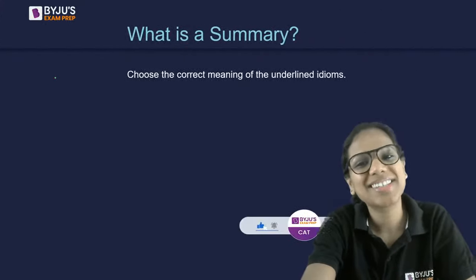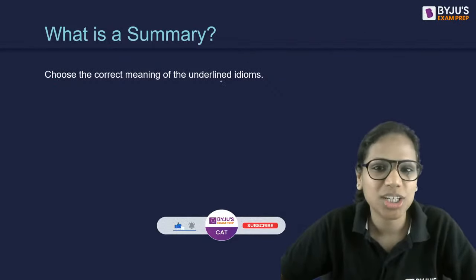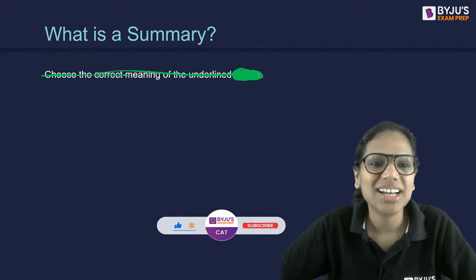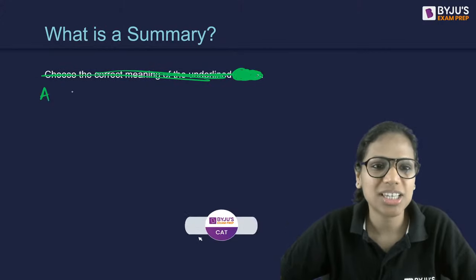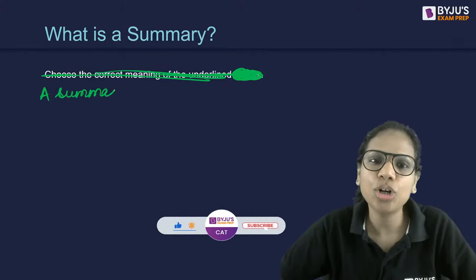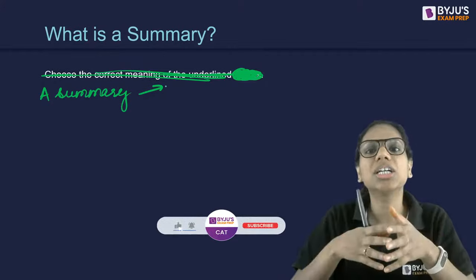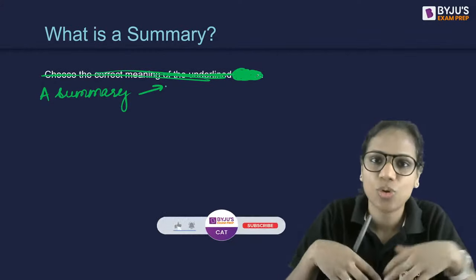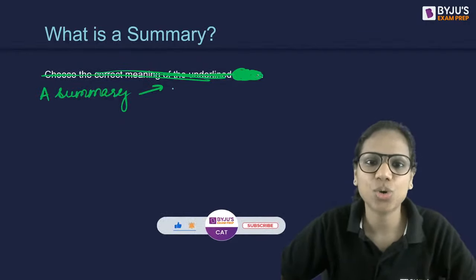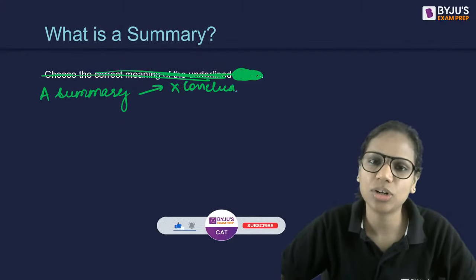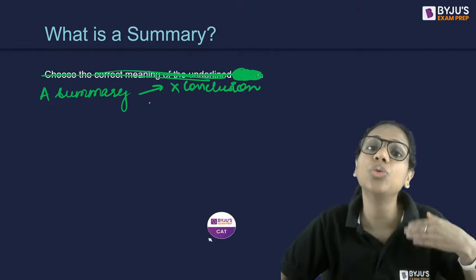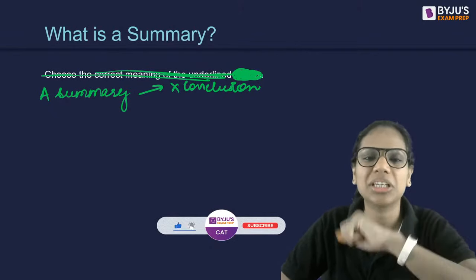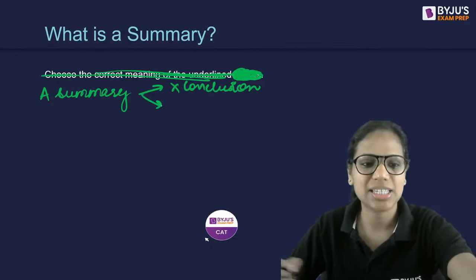Now, what is the summary? A lot of times, students confuse a summary with a conclusion, something that we process on reading information. But that's not the case. A summary is not a conclusion. It is not what you derive on reading the paragraph. So tell me, what exactly is a summary?